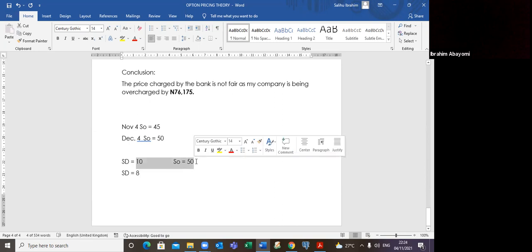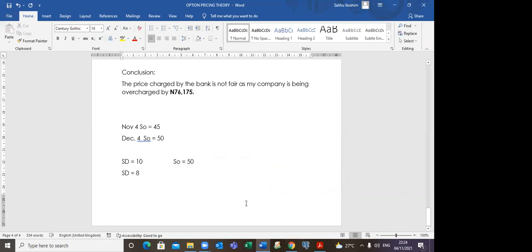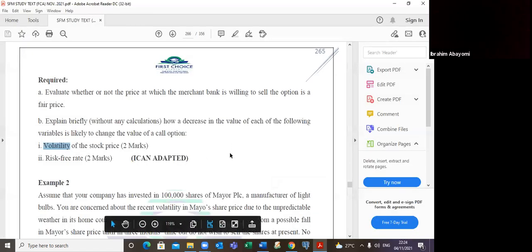So a decrease in volatility will make the value of the underlying asset increase. Are we together? So you said a decrease in volatility will make the value of the underlying asset increase. Yes, it will increase it. Okay.